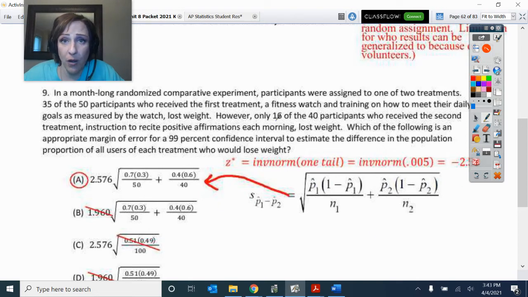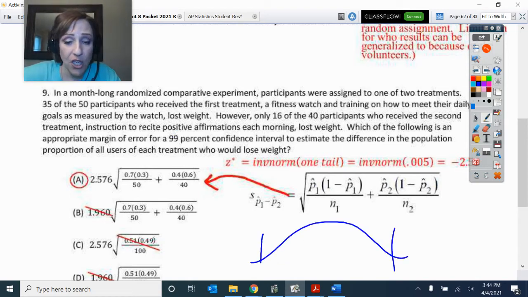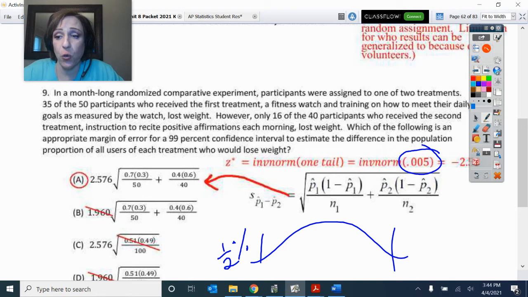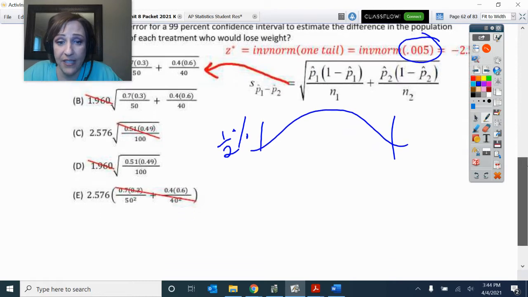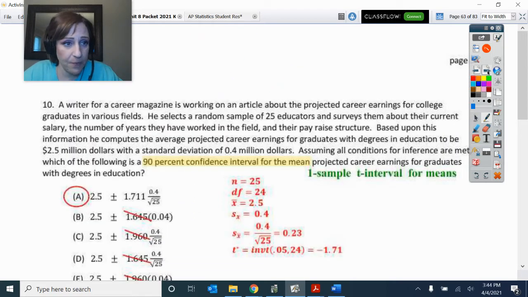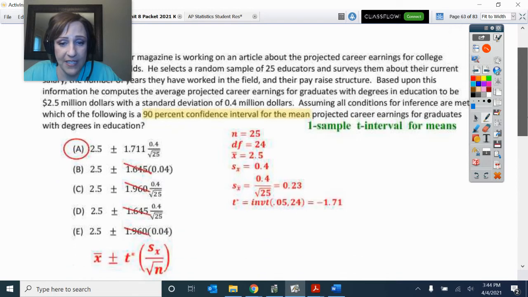It was a proportion problem because it was 16 out of 40. So I was pulling the proportion formula for 2. And then we had to do a 99% confidence interval. If you have 99% in the middle, then you have 1% split. That's a half of a percent, that is 0.005 when you do inverse norm of 1 tail. So that's why the critical value was 2.576.